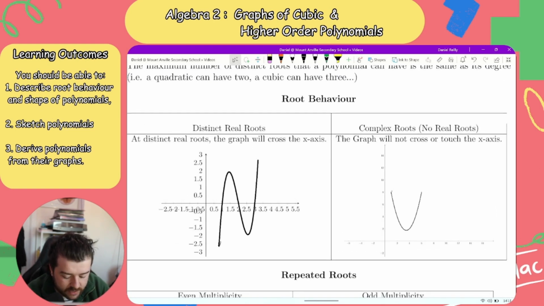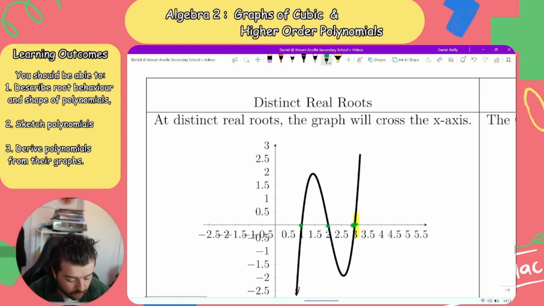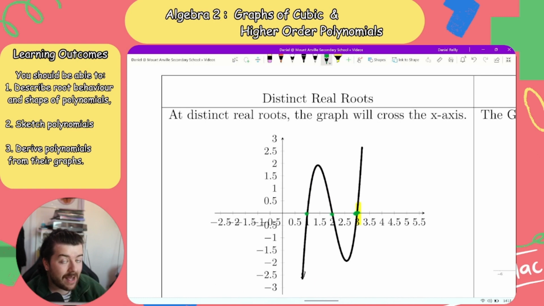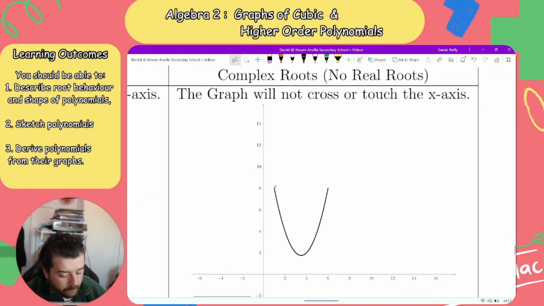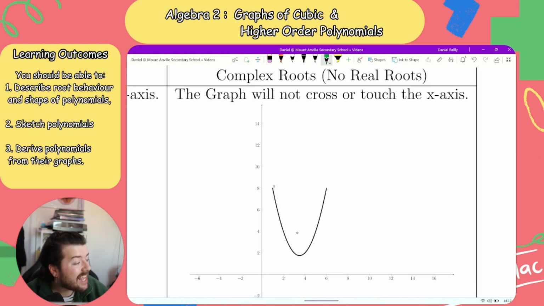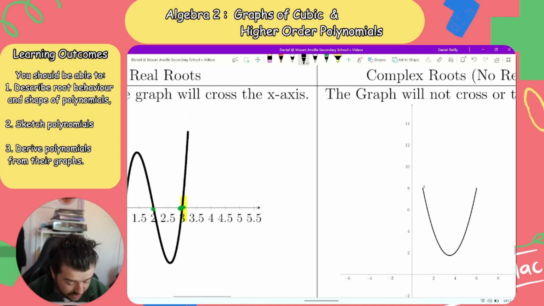At distinct real roots, the graph will cross the x-axis. So if it has distinct or different real roots, it crosses the x-axis. So here, it has 1, 2, 3. It has three real distinct roots here. So if a polynomial has distinct real roots, this is what it looks like. It crosses the x-axis. If it has complex roots or no real solutions, it does not cross the x-axis. We remember this from nature of roots. If it has no real roots, it does not cross the x-axis.